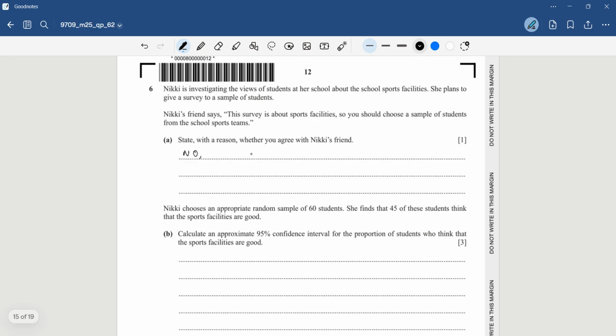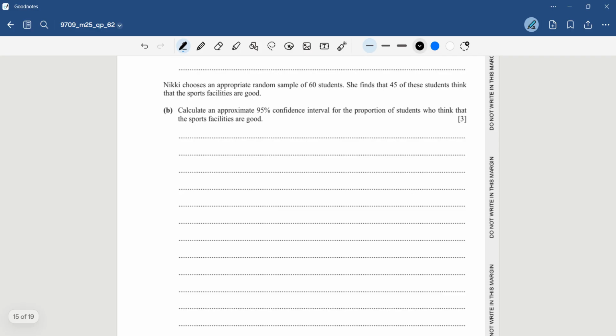So what I can say is, the sports school students might not have the same opinion as other students or normal school students. Okay, you can say this.